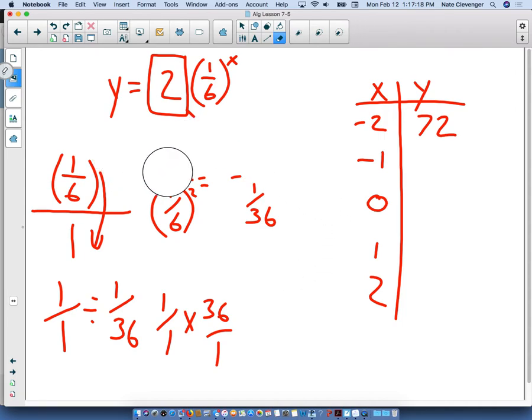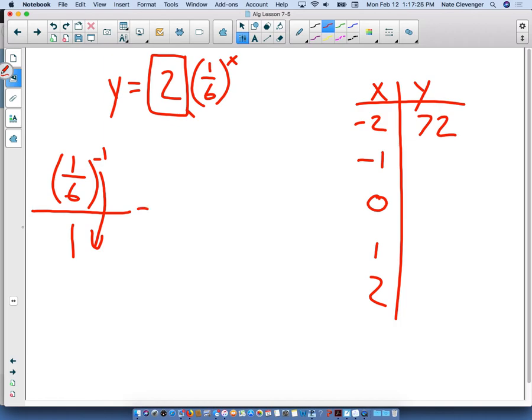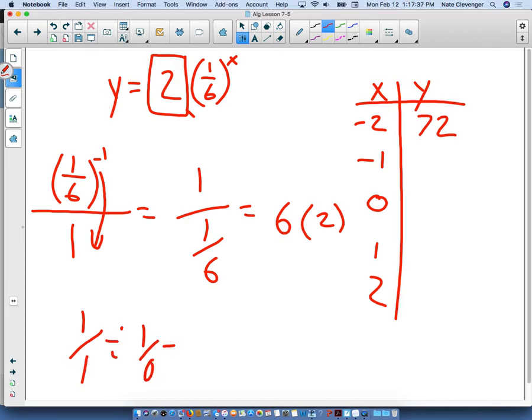Now I'm going to make this to the negative first, because I'm plugging in a negative 1 now. So that's 1 over 1/6, so that's just 6 times 2. You okay with this? 1 divided by 1/6 is 1 over 1 times 6 over 1. I'm just shortcutting that to 6 times 2, which is 12. And then for 0, this is 1 times 2, which is 2.